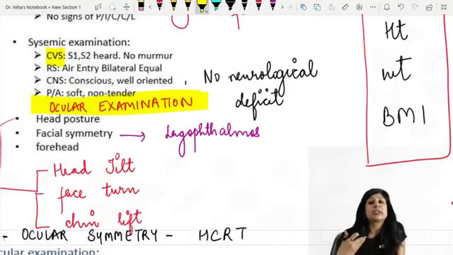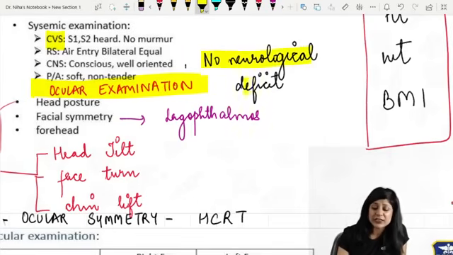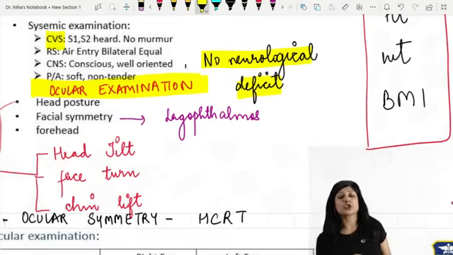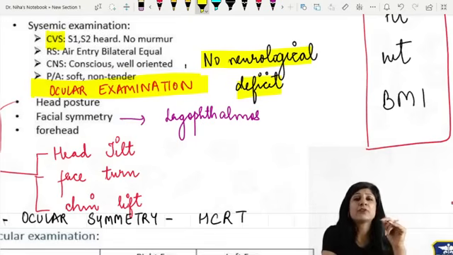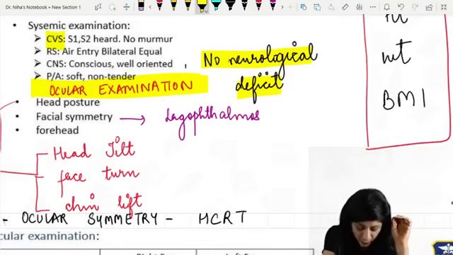Then look in the respiratory system: is bilateral air entry equal or not? The patient is having a normal cranial nerve examination, is conscious and well oriented. So basically I want to know whether any neurological deficit is present or not, and the overall well-being of this patient. Are the CVS, CNS, respiratory, all these systems normal or not?